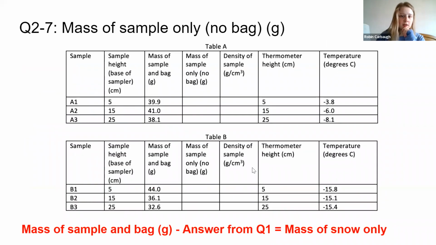Questions 2 through 7 are looking for the mass of the sample only. By sample, that snow square that they took. We have multiple samples for the ground and the picnic table. So all we'd have to do is take the mass of the sample and the bag, which are given to us, and subtract the mass of the bag, which we calculated in question 1. And that will give us the mass of the snow only right here.